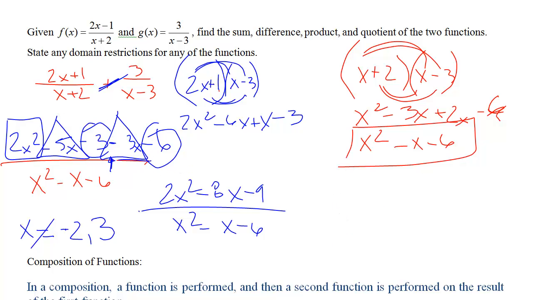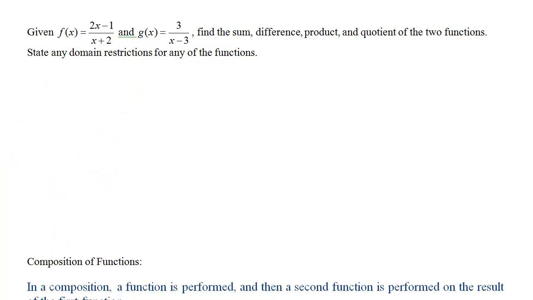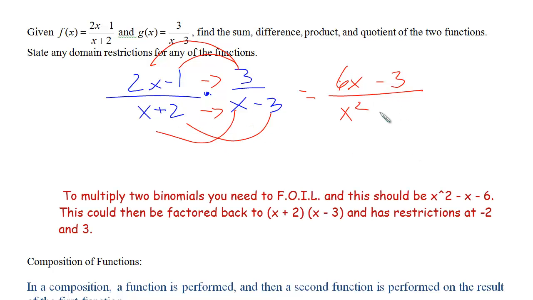When we take the product, clean this up a little bit. I'm going to multiply these two together. 2x minus 1 times 3 over x minus 3. And when we multiply, we go just straight across with fractions. So I have 3 times this, which is 6x, 3 times negative 1. And then I have x times x, and negative 3 times 2.